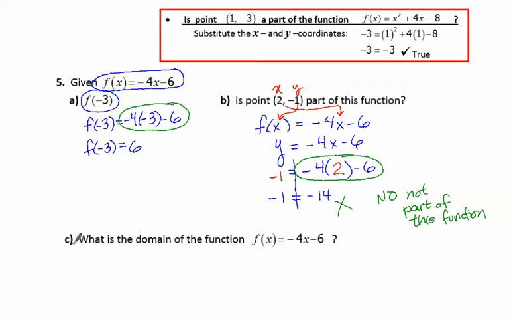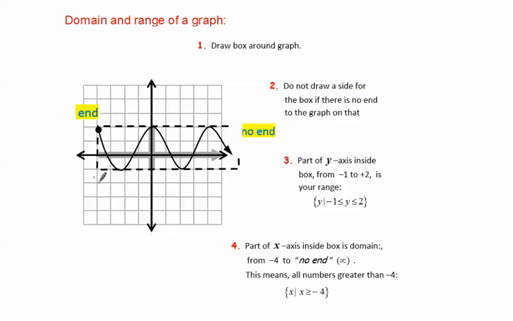In the last part here, they're asking you, what is the domain of the function f of x is equal to -4x minus 6? It's very easy to see the domain of a function if you can see its graph. Because recalling from the beginning of this video, if you're able to draw a box around your graph, you will know the limits of the axes, and if there's one side that does not have a lid to it, a side to it, then that side extends forever.